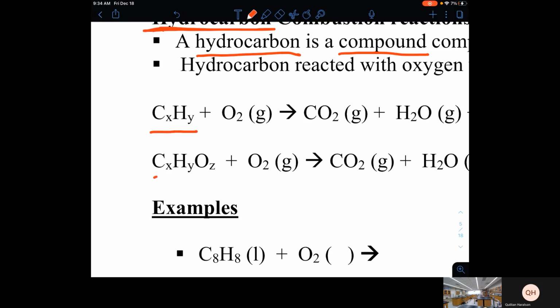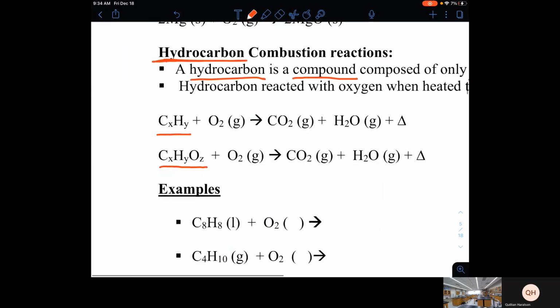Right here, we have CxHyOz. Same thing. I don't care what the x, y, and z happen to be as far as their numbers. Any combination of numbers you put there, by definition, these two things are going to be referred to as our hydrocarbons. So those are the basic structures of hydrocarbon.